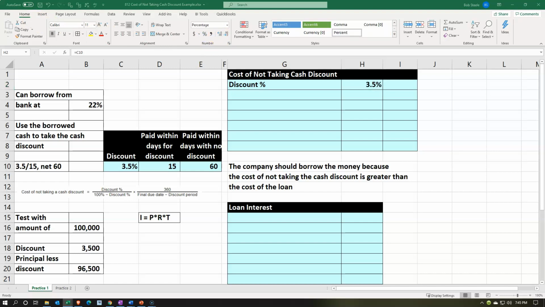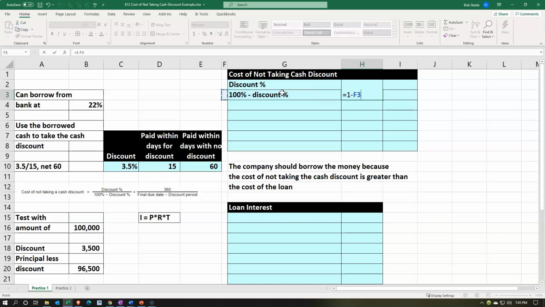Then we're going to take the 100% minus the discount percent. So 100% minus the discount will be equal to 1 minus the discount, which is going to be the 3.5. And be careful, because once again, this is in percentage form. When I said 1, that's like 100% in decimal form. If we percentify this, we're going to go to the Home tab, Numbers group, percentify. Let's add a decimal or two.